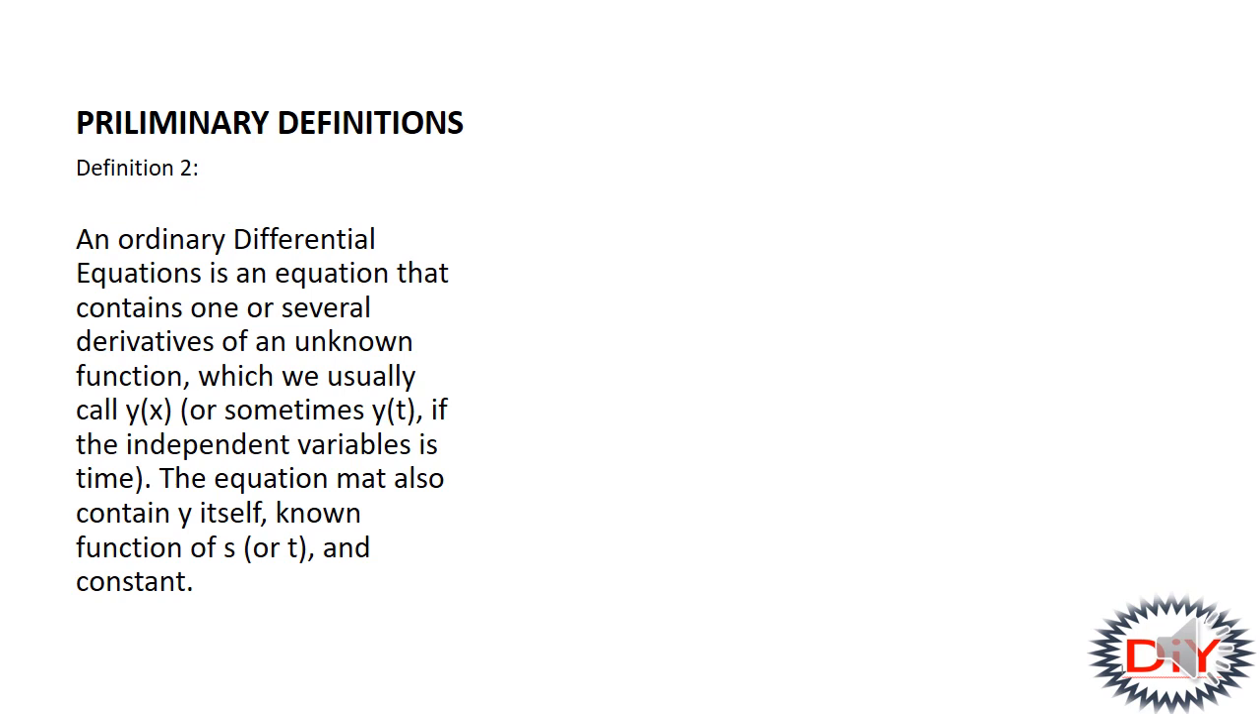The equation may also contain y itself, which is a very unique property of ODE. It may contain a function of y itself, as well as x or t and constants. We better understand it by looking at some examples. The first one is dy over dx equal to cos x. One thing you notice is that there's not actually much difference between this and what we looked at in the first definition.